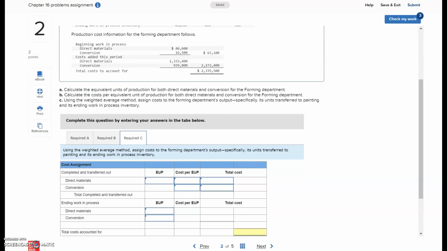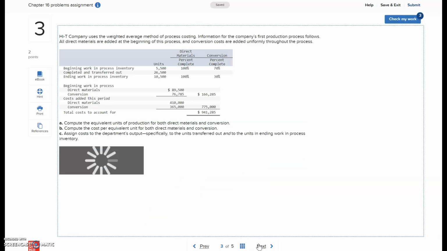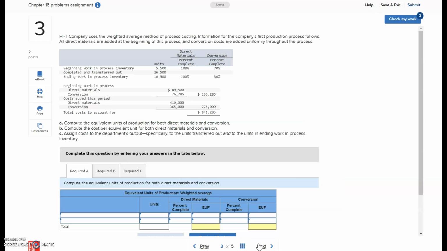So now you'll be able to assign costs to the units completed and transferred out, as well as the ending work in process. And you need to make sure that this total cost accounted for equals the total cost to account for in your information. And that's really the process. Those are the 4 steps in the process. And you're just going to get more reinforcement with the other problems.